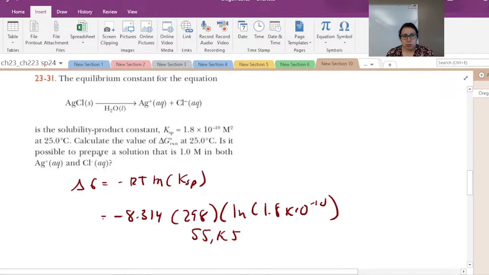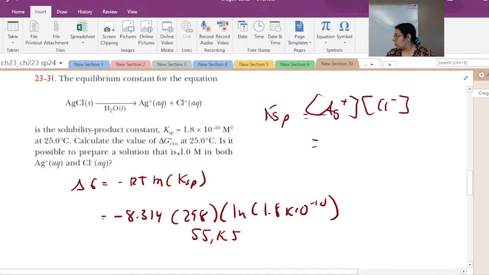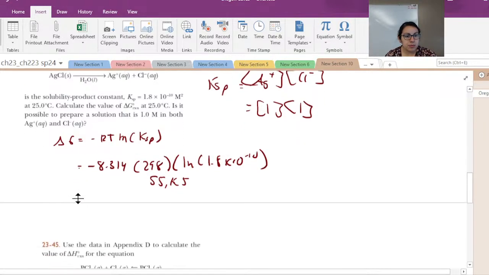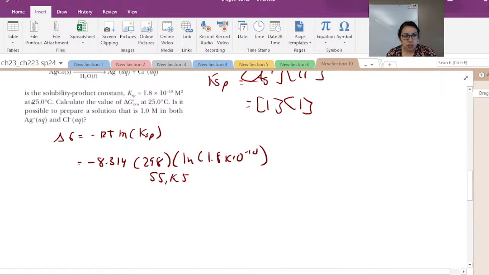And so then it asks, is it possible to prepare a solution that is 1 molar in both silver plus and chloride? And so just think through it. Well, if your KSP is silver times chloride concentration, but then it's trying to make a 1 molar, so that's 1 again, like how we saw. And so now we can see that we're basically going to spit back out our delta G that we calculated at equilibrium.